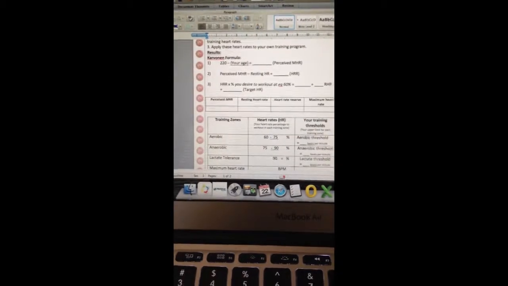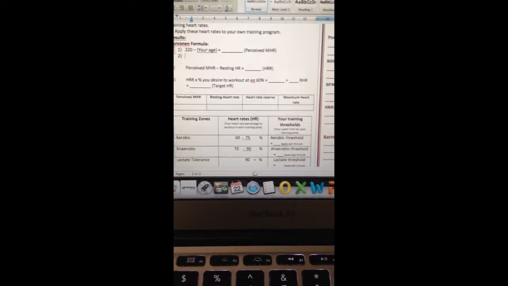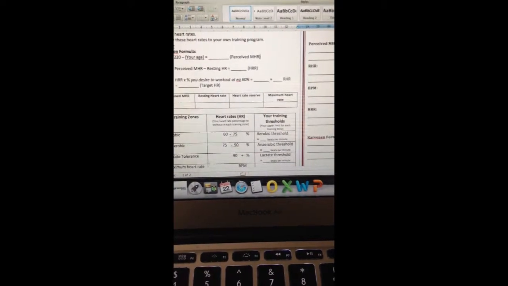Okay, so this is just explaining how to use the Karvonen formula, guys, to figure out what heart rate you want to work at for certain benefits of activity. So you can see for step 1, we've got 220 minus your age, and this will give you your perceived maximum heart rate. Now, as we said last week, your perceived maximum heart rate is just an estimate of how high your heart rate can get up to.